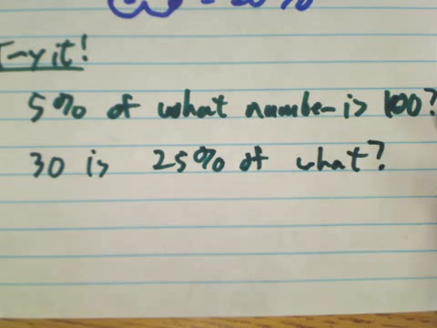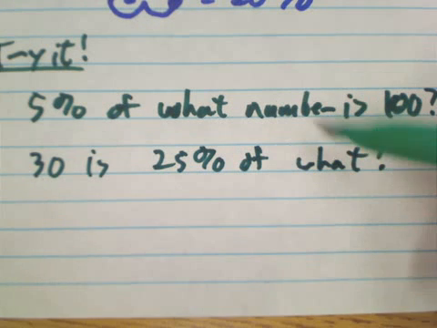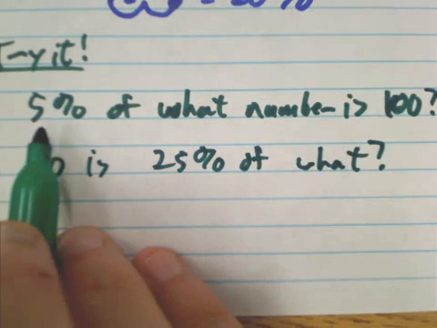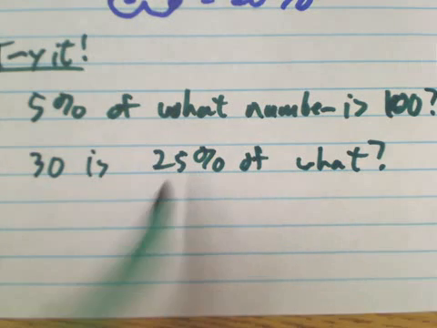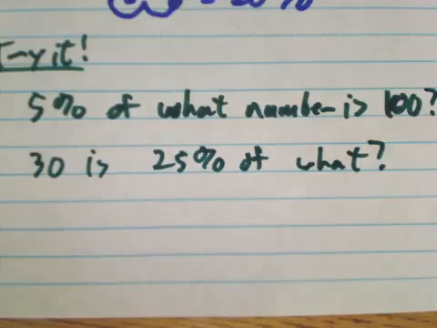Neither of these problems ask for a percent. They both ask for a number. So you have to convert these percents into decimals. That'll be 0.05. That'll be 0.25. But after that, the answer you get at the end will just be your answer. So that'll be awesome and good. Go ahead and try these two.